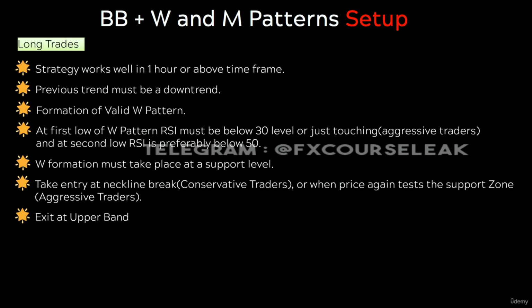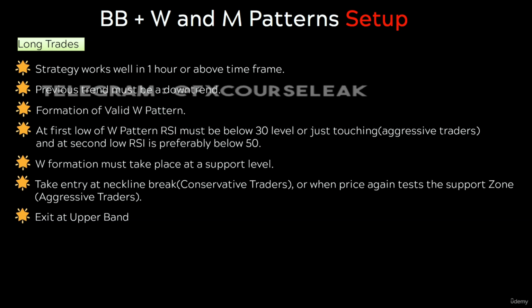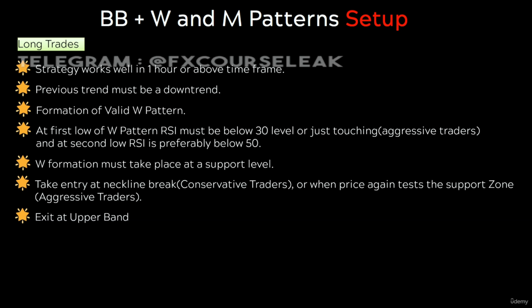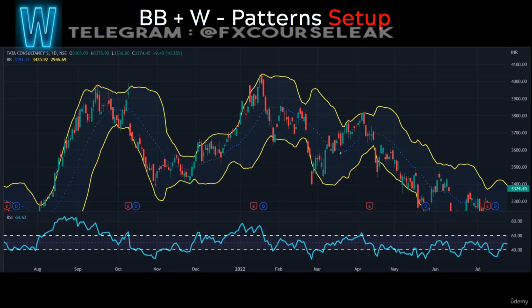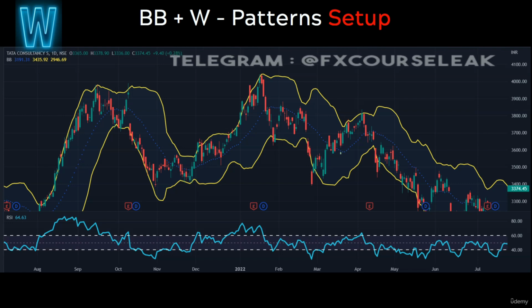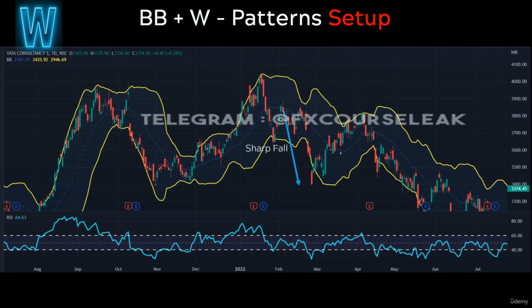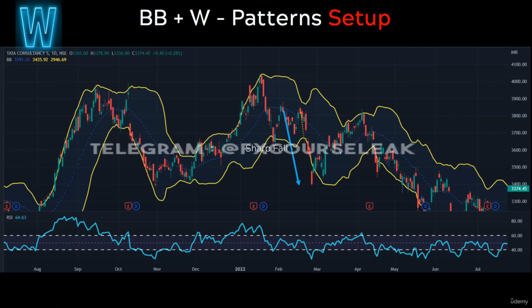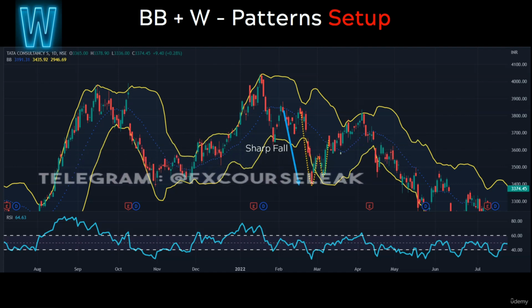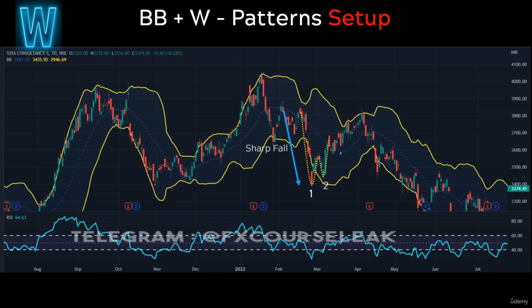Now if you are feeling a bit confused, then please don't worry. We will see some practical charts with the help of which trading setup will become crystal clear to you. So next, let's see some practical charts. Now this is a daily chart of the stock TCS, and as you can see the stock is falling sharply here and made this low outside the lower band denoted by 1. After this there was a correction, but the price again made a low denoted by 2.